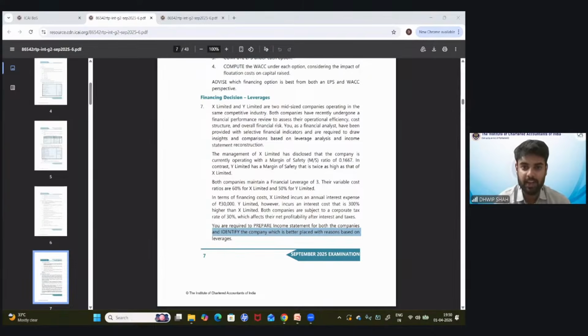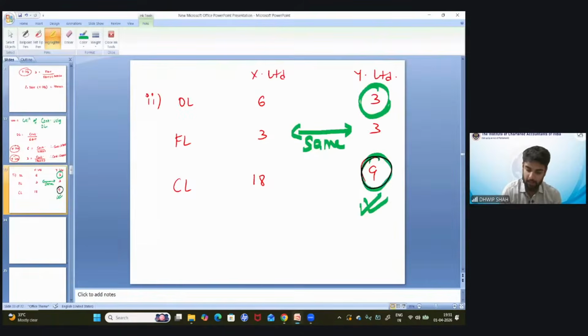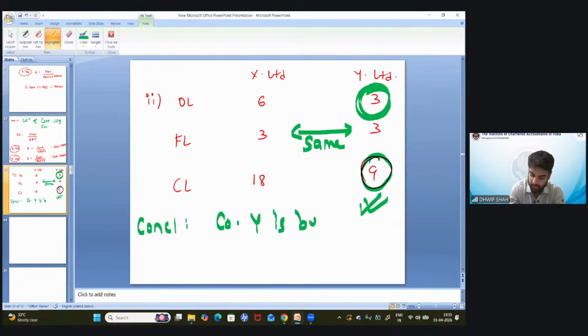So that's what I said. There is some little error in the statement, but actually company Y is better placed. Why? Because it has less total risk. Why less total risk? Because its operating risk is less. So there is some interchange, some printing error in the last part. It is not wrong. You just focus on the concept and draw the conclusion. The conclusion is company Y is better placed.